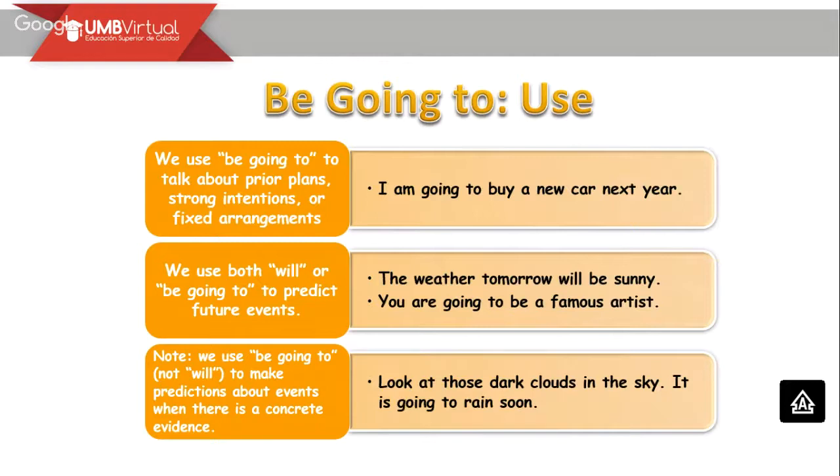And finally, we have the third use, which is we use be going to, not will, to make predictions about events when there is concrete evidence. For example, look at those dark clouds in the sky. It's going to rain soon. All right. Cuando estamos hablando en este caso de eventos que tienen una evidencia concreta, es decir, que nosotros miramos al firmamento, miramos al cielo y decimos, hay nubes negras, es decir, que va a llover, vamos a utilizar el going to. El will no lo podemos usar. ¿Ok? So far, so good.